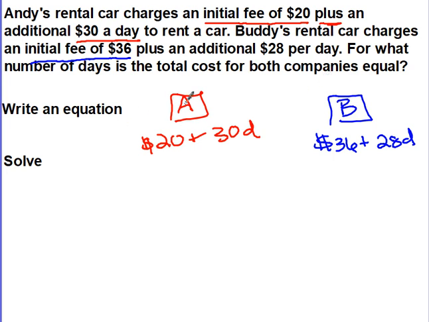So I have my expression for Andy's, and I have my expression for Buddy. I want to know when the amount for this company and the amount for this company are equal. So again, because I have D for days over here, and that's what the variable is, I just want to know when they're equal. So I just put an equal sign in between the two. So now I have an equation of 20 plus 30D equals 36 plus 28D. And now I can just solve my equation like we did before.